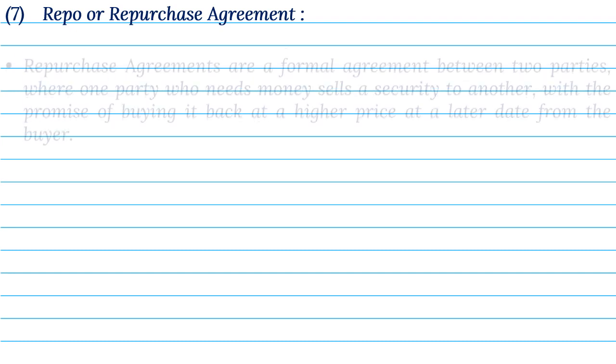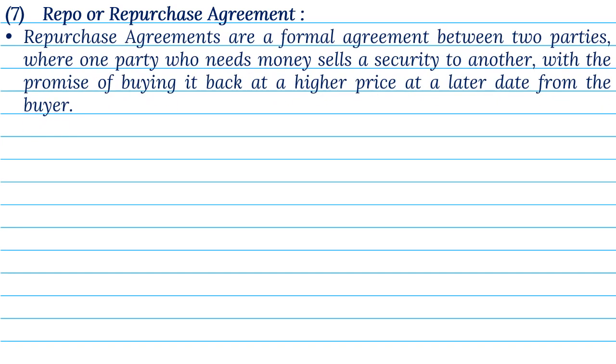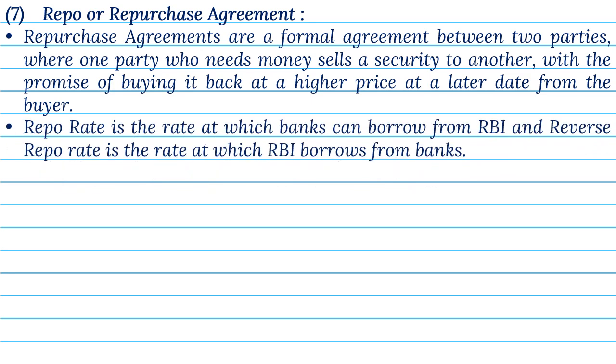7. Repo or repurchase agreement. Repurchase agreements are a formal agreement between two parties, where one party, who needs money, sells a security to another, with the promise of buying it back at a higher price at a later date from the buyer. Repo rate is the rate at which banks can borrow from RBI, and reverse repo rate is the rate at which RBI borrows from banks.